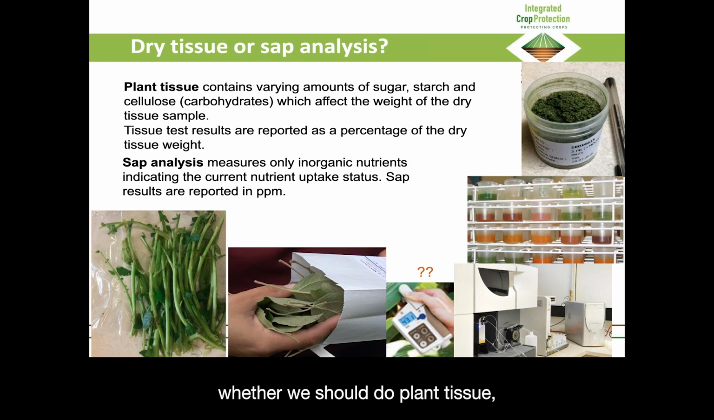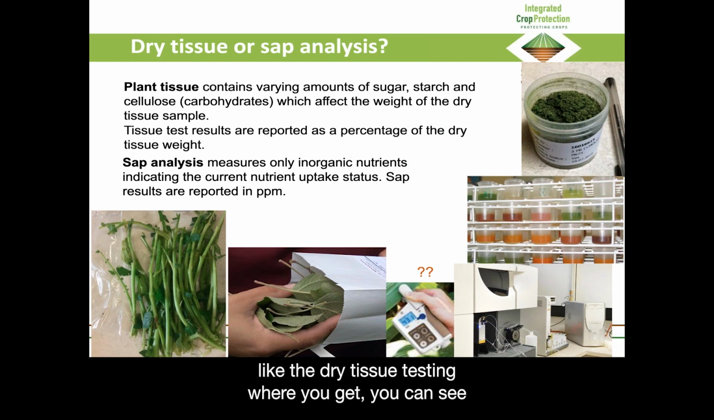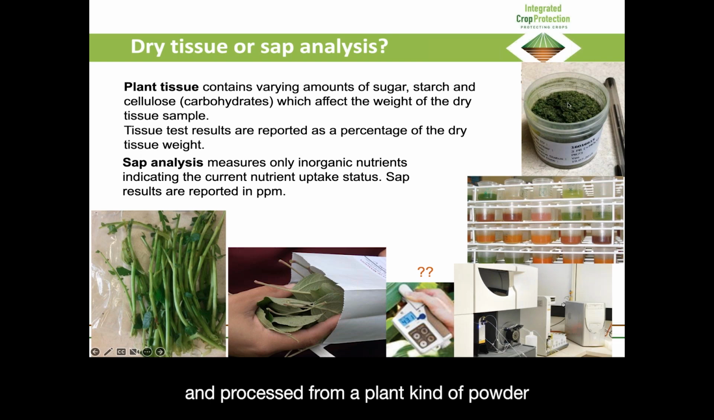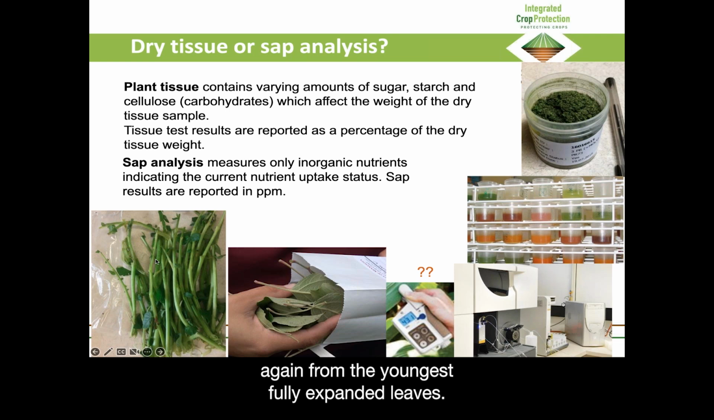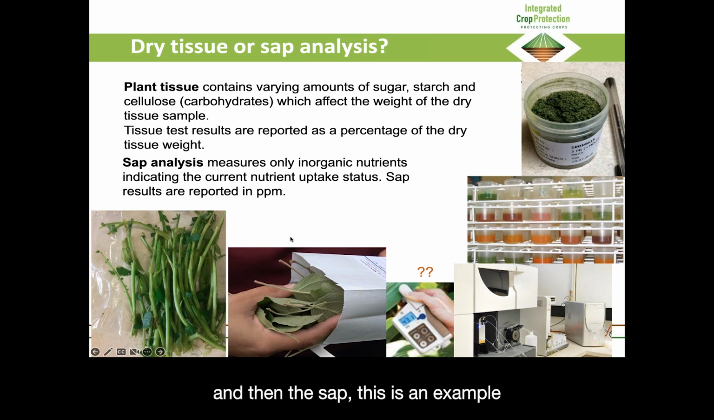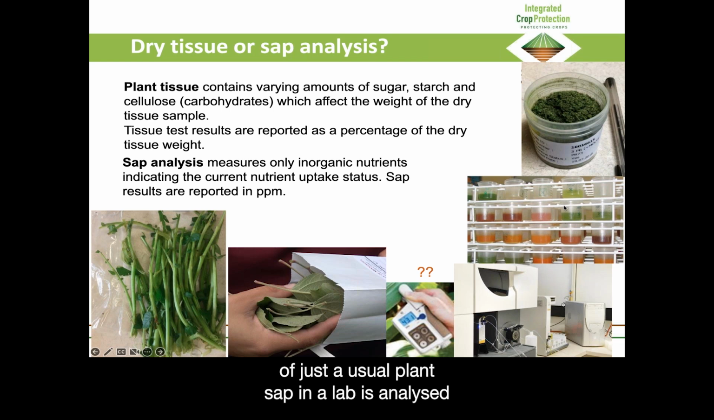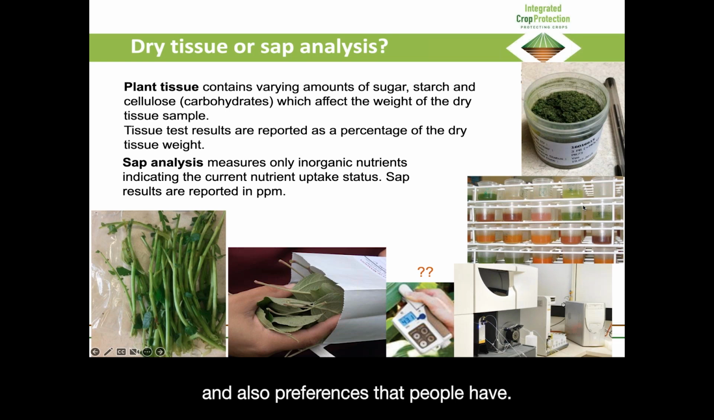There are often questions about whether we should do plant tissue testing, like dry tissue testing, where the plant is dried and processed into a kind of plant powder, or use sap testing, where the petioles are usually sampled, again from the youngest fully expanded leaves. I think this would be potatoes. And then the sap, this is an example of the usual plant sap, is analyzed in a lab. There are horses for courses and also preferences that people have.